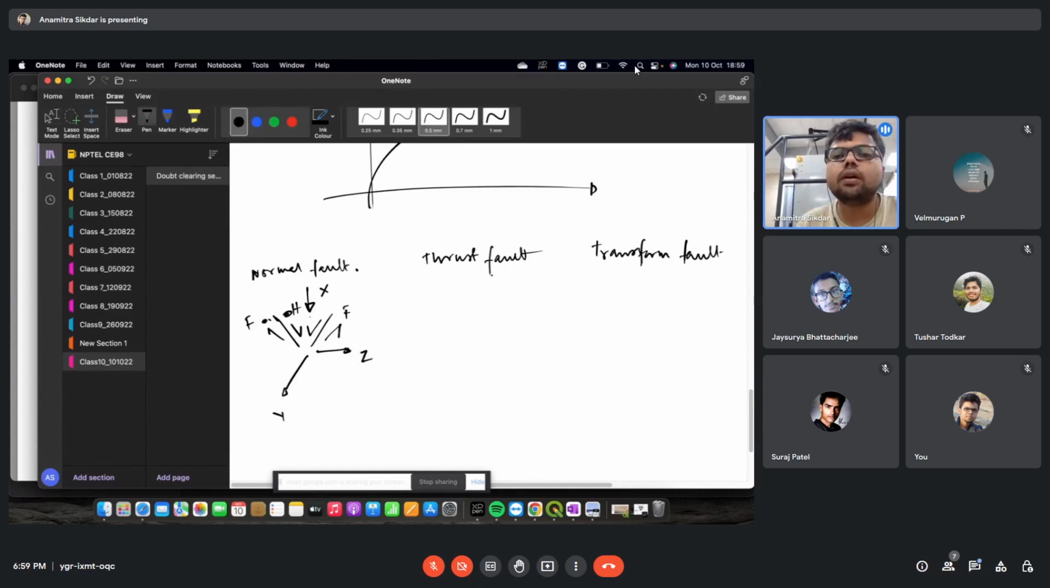In the case of a thrust fault, this will be the z direction, this will be x, and this will be y. Because in a thrust fault, this block in the middle moves upward like this. It moves upward, right?